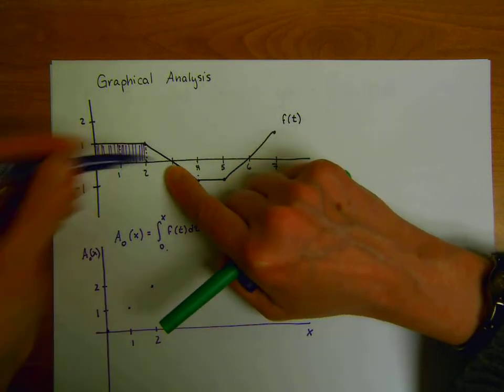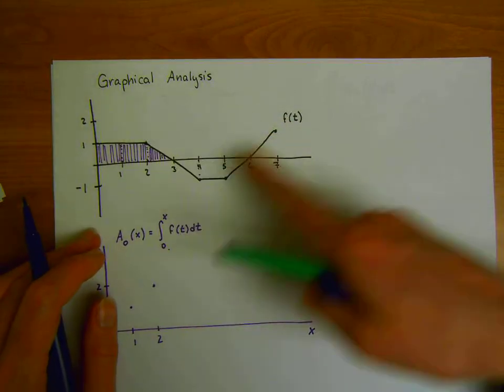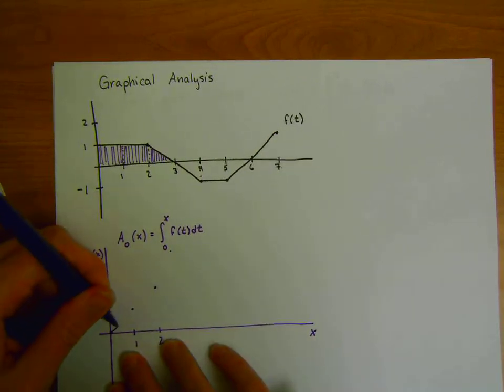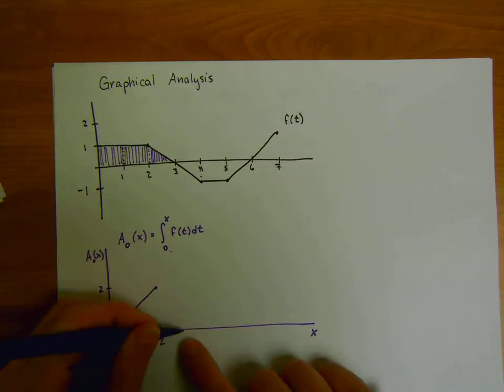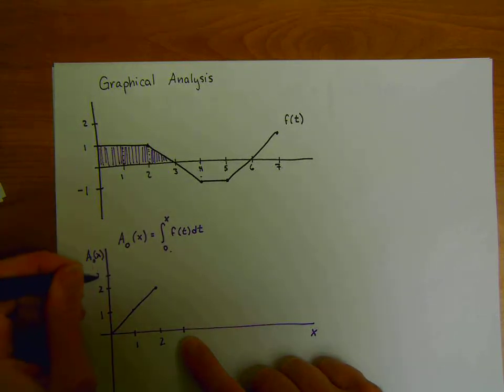And here I'm still accumulating positive areas. Even though my original, or my little f function, is decreasing, I'm still accumulating areas. I'm just accumulating them at a lesser rate. From 2 to 3, I only accumulate a half unit, 2.5.